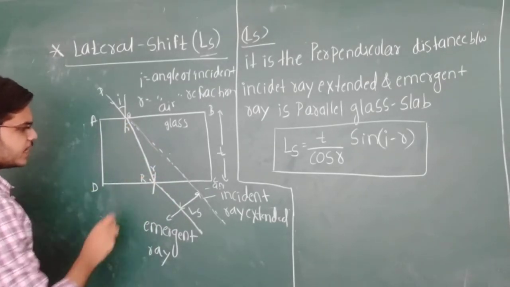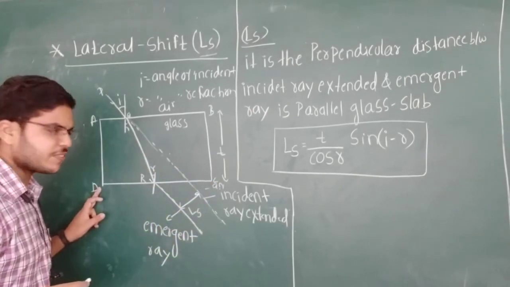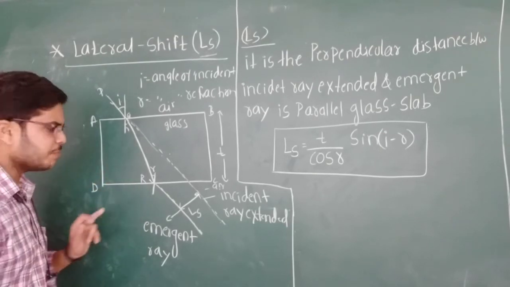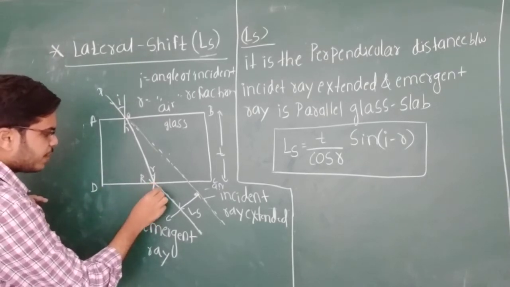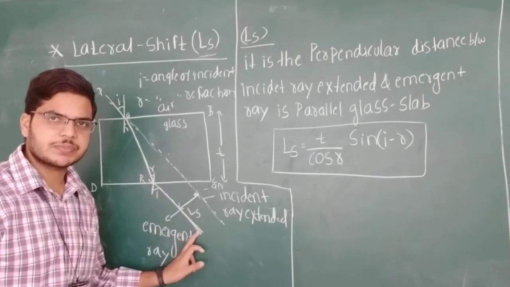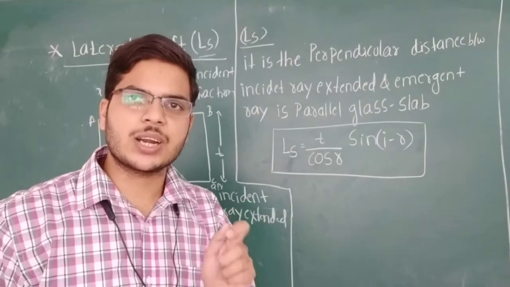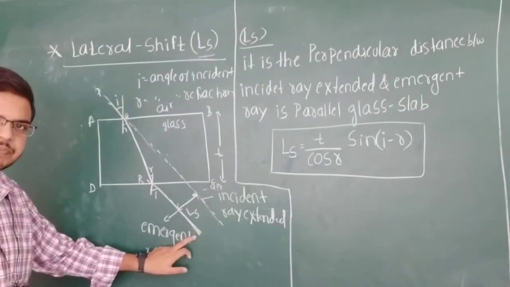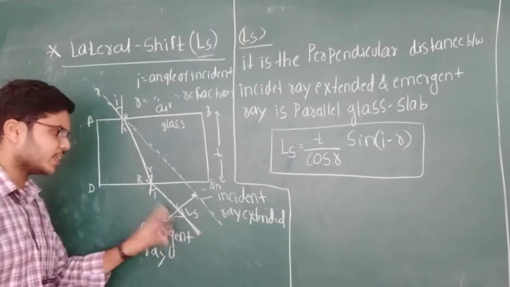It is again incident on the second surface CD. At the CD surface, inside is denser medium, outside is rarer medium. Again, denser to rarer, it is bent away from the normal. Finally, this is the emergent ray. Emergent ray means the ray which is coming finally outside from the glass slab. Therefore, this ray is the emergent ray. After refraction, this is the emergent ray, the final ray.